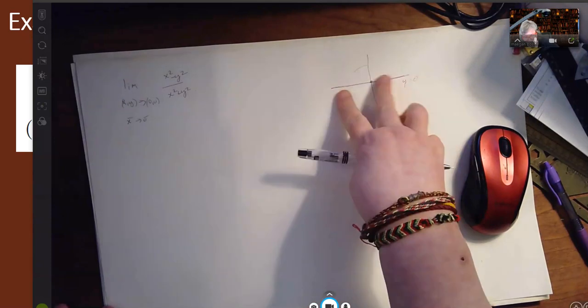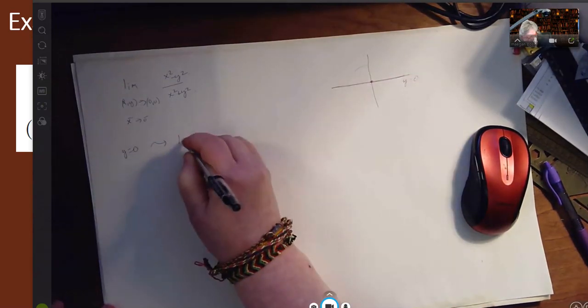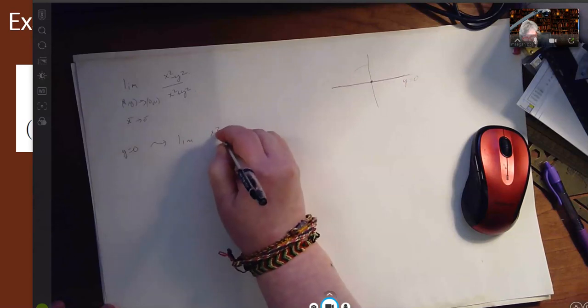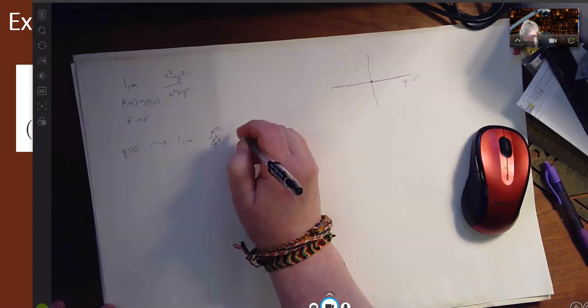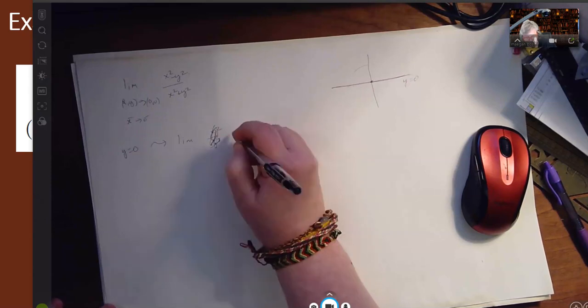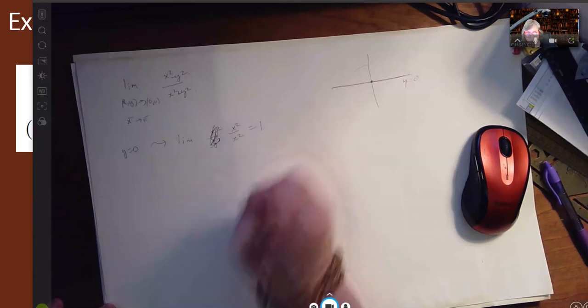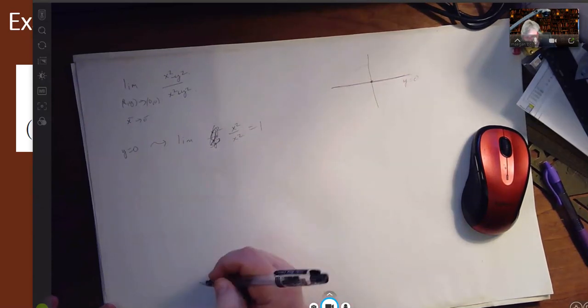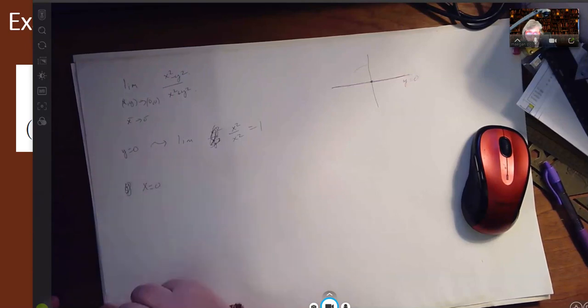So as I approach it on this line, if y equals 0, then what I'm getting is the limit of x squared over x squared, which is just 1. Cool. Let's approach it along the line x equals 0.